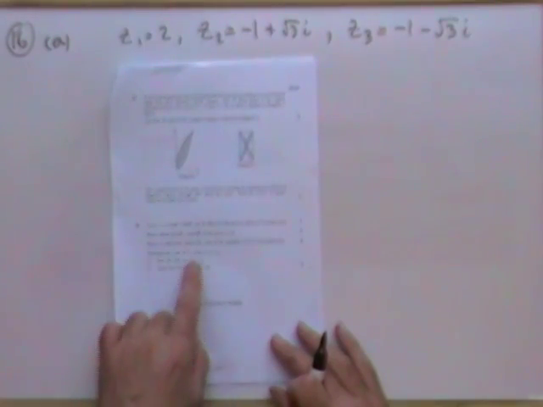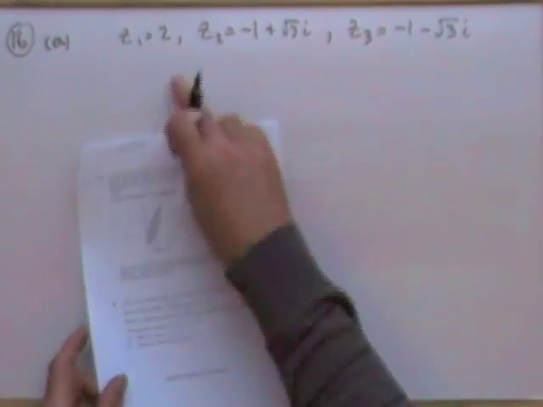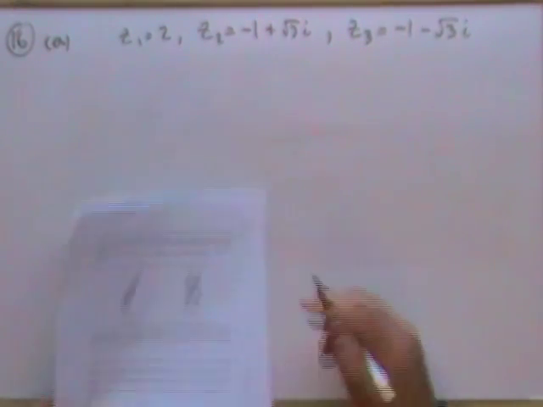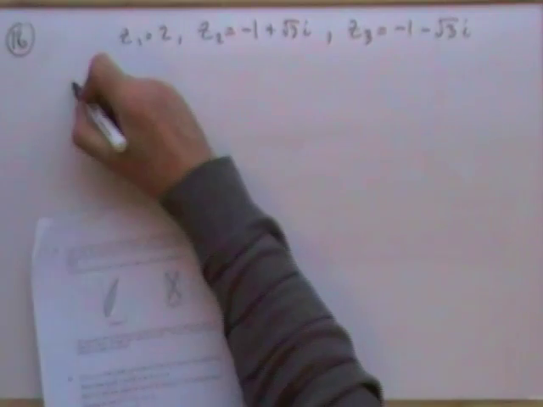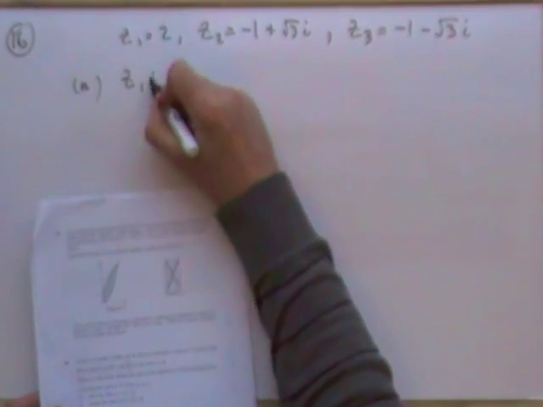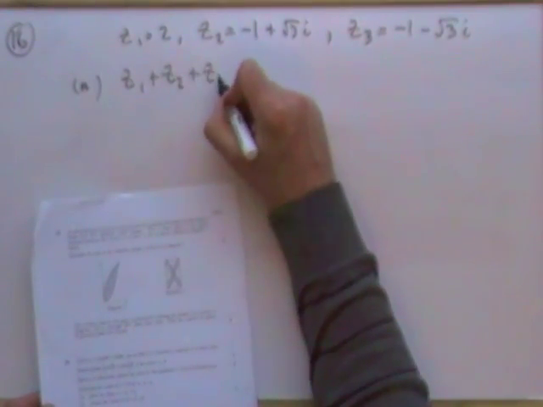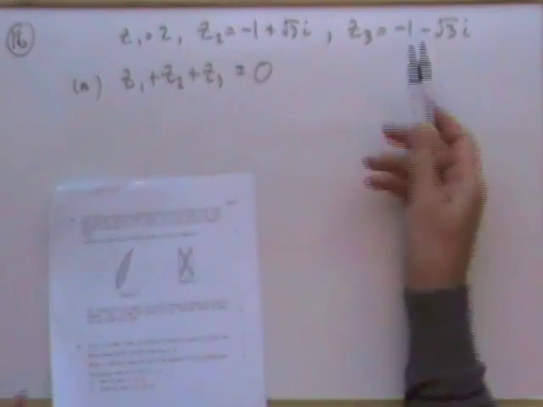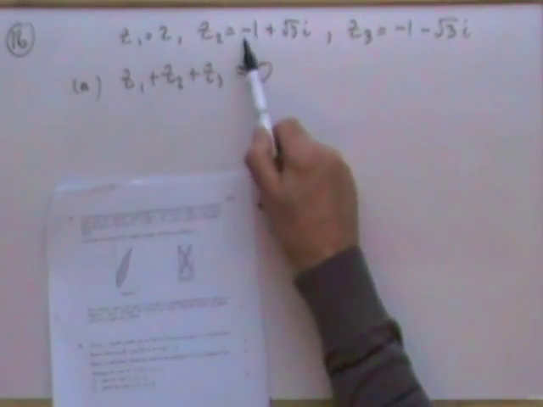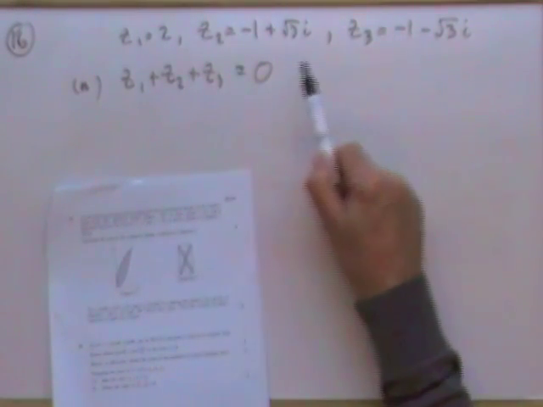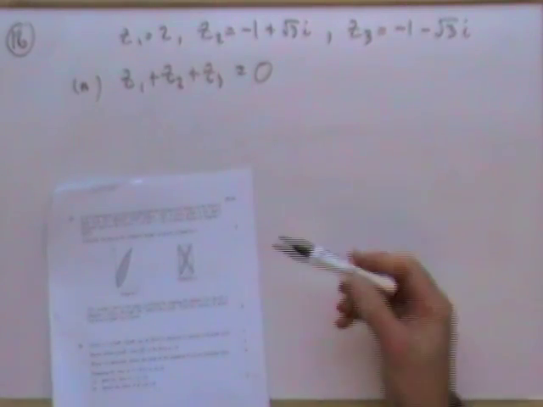So, the last part, denoting the roots by z1, z2 and z3, did that anyway, and there they're up there again. State the value, there's only one mark, of z1 plus z2 plus z3, well it always comes to 0. You know that anyway, here look, you've got 2, take away 1, the real part comes to 0, imaginary part plus root 3 minus root 3 all comes to 0.